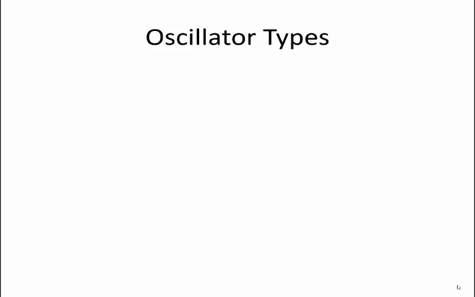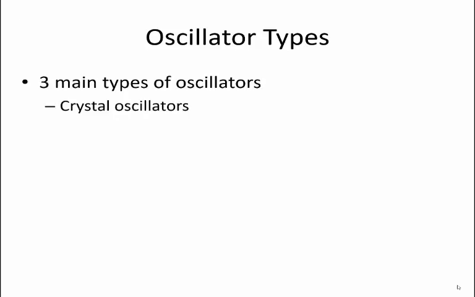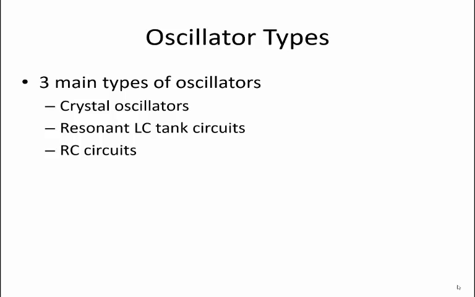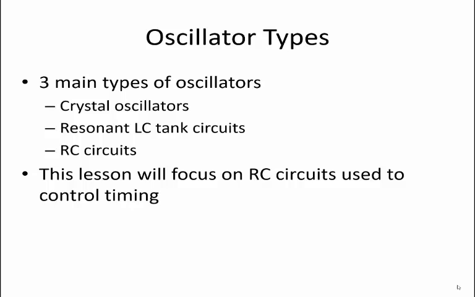Since timing is done by oscillators, let me list three main types of oscillators. The first are crystal oscillators. Crystals can vibrate or oscillate when a voltage is applied to them. They vibrate or oscillate at a very specific frequency. There are also resonant LC tank circuits. I'll leave that for another topic for another lesson. Third example is RC circuits, or resistance capacitance circuits, and that's what this lesson is going to focus on.